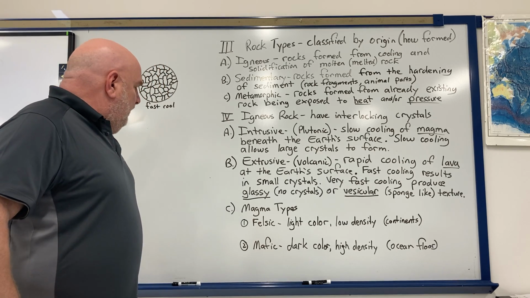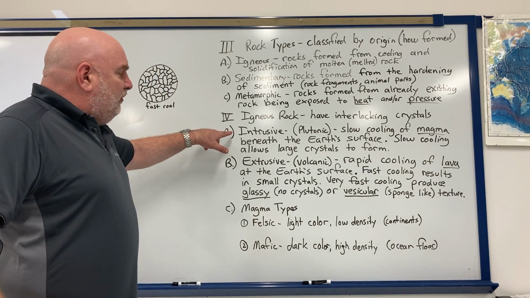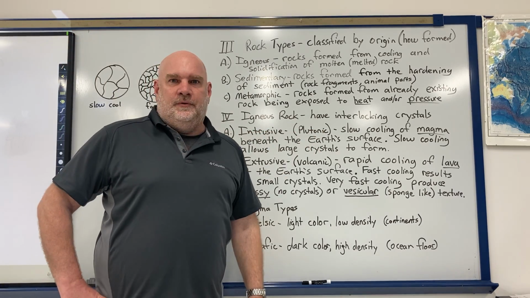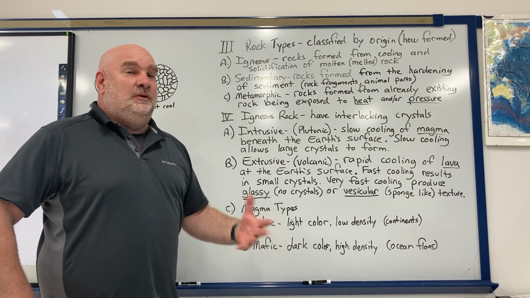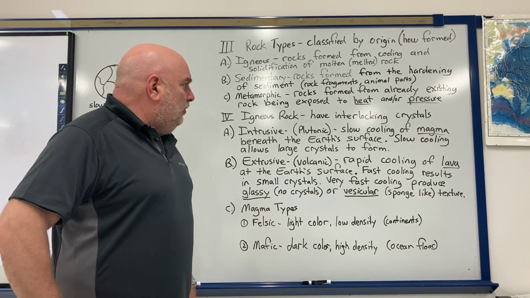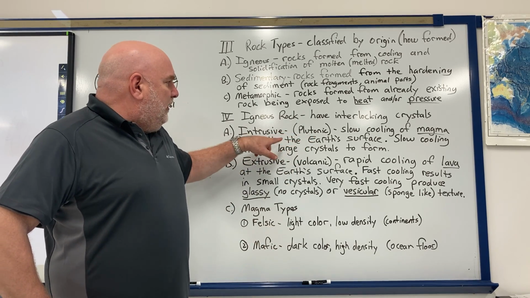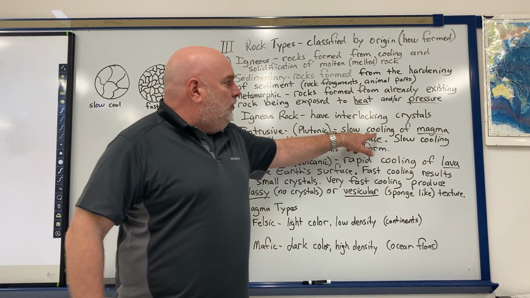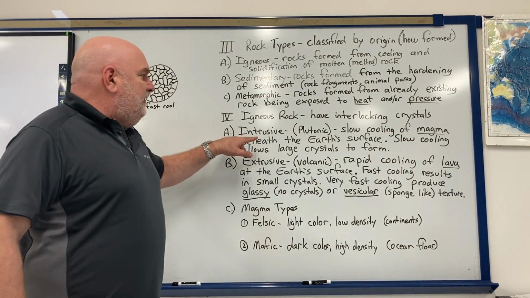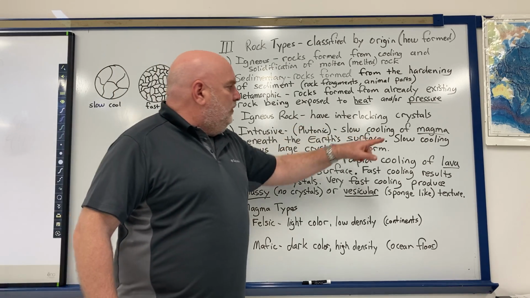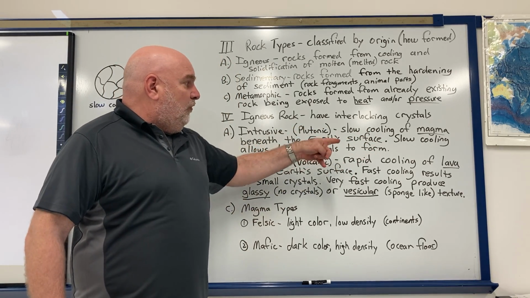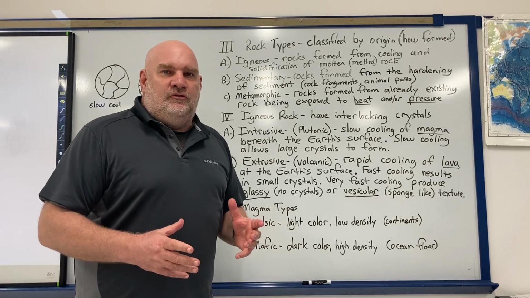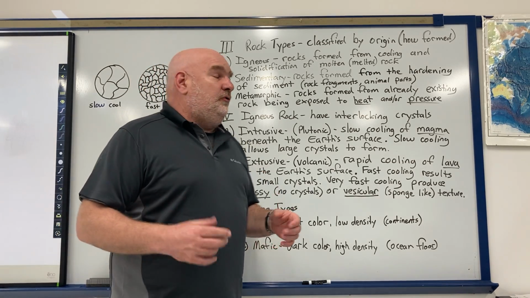All right. So some igneous rocks are what we call intrusive, or also called plutonic, all right? Plutonic, named after Pluto, the Roman god of the underworld. These are the rocks that cool beneath the Earth's surface. So intrusive rocks result from slow cooling of magma beneath the Earth's surface. Slow cooling allows large crystals to form. The slower it cools, the more time the crystals get to form, the bigger the crystals get.